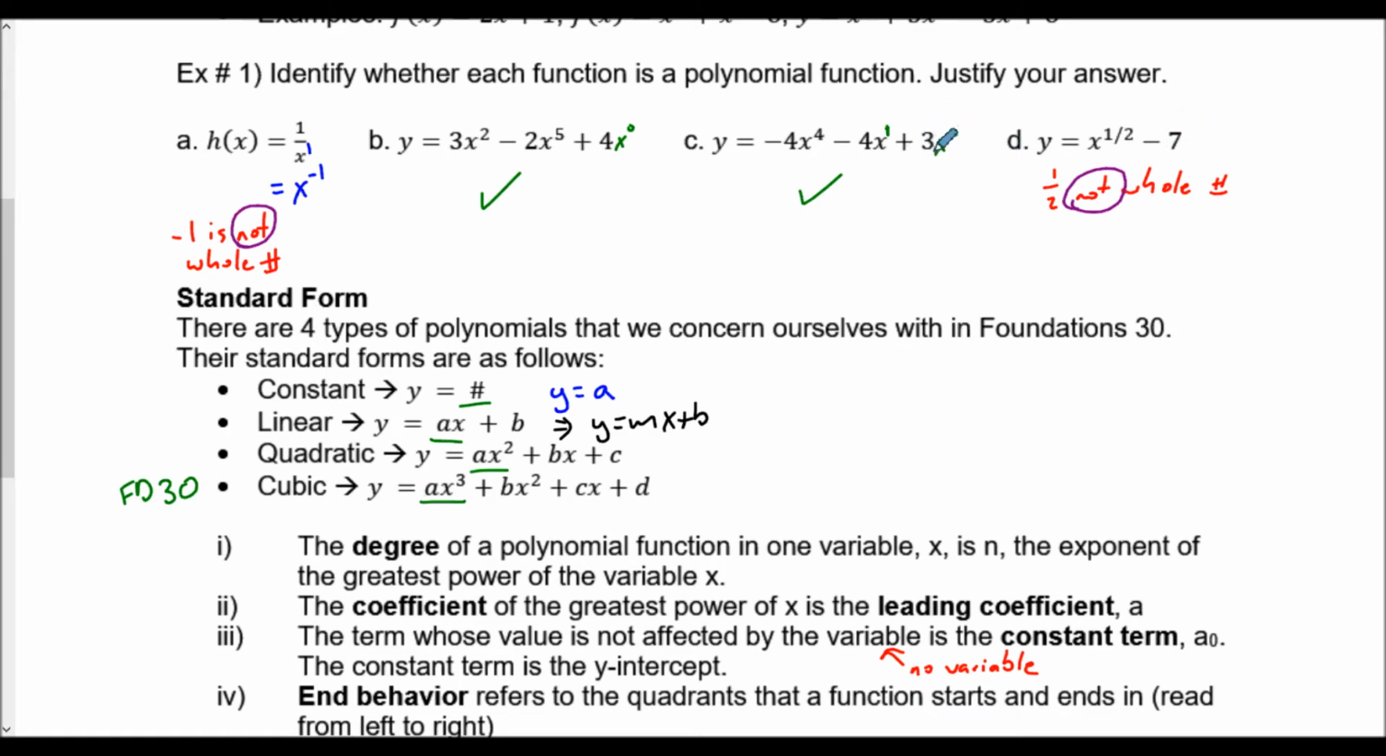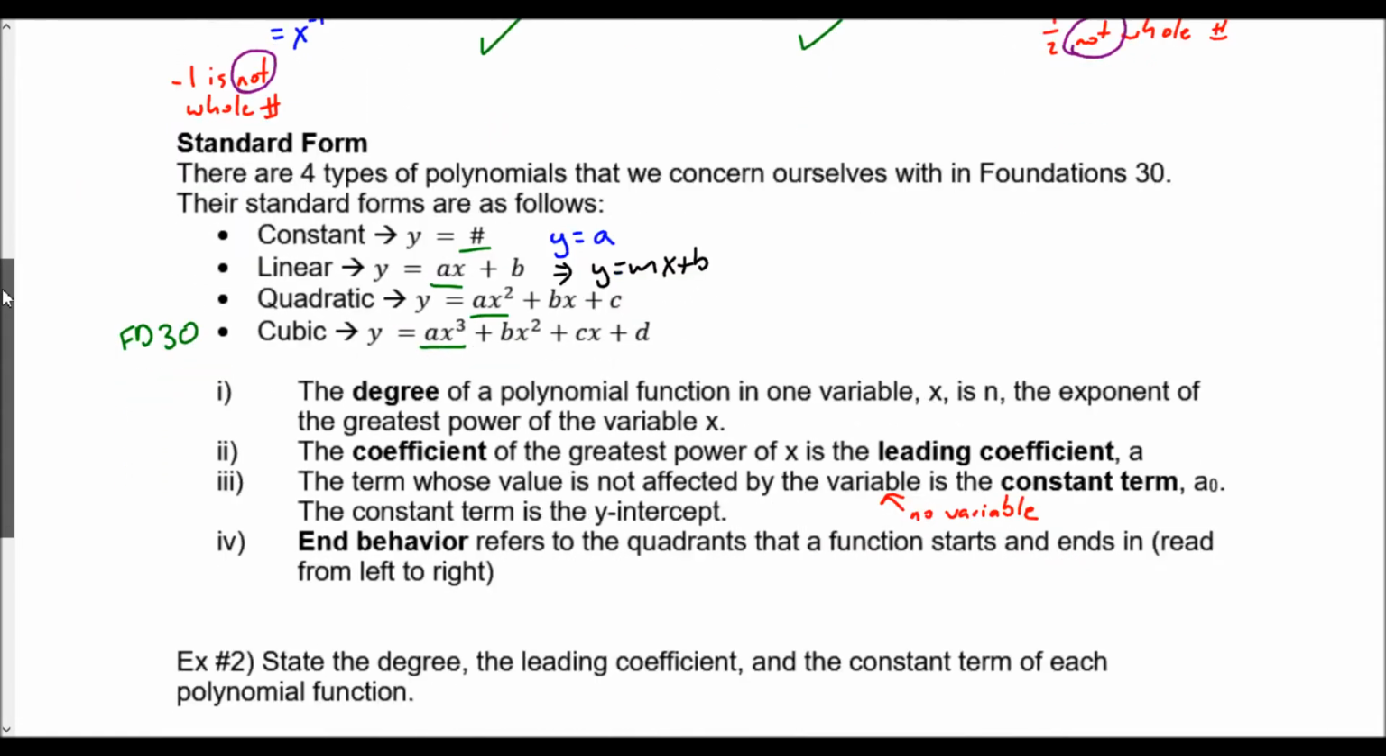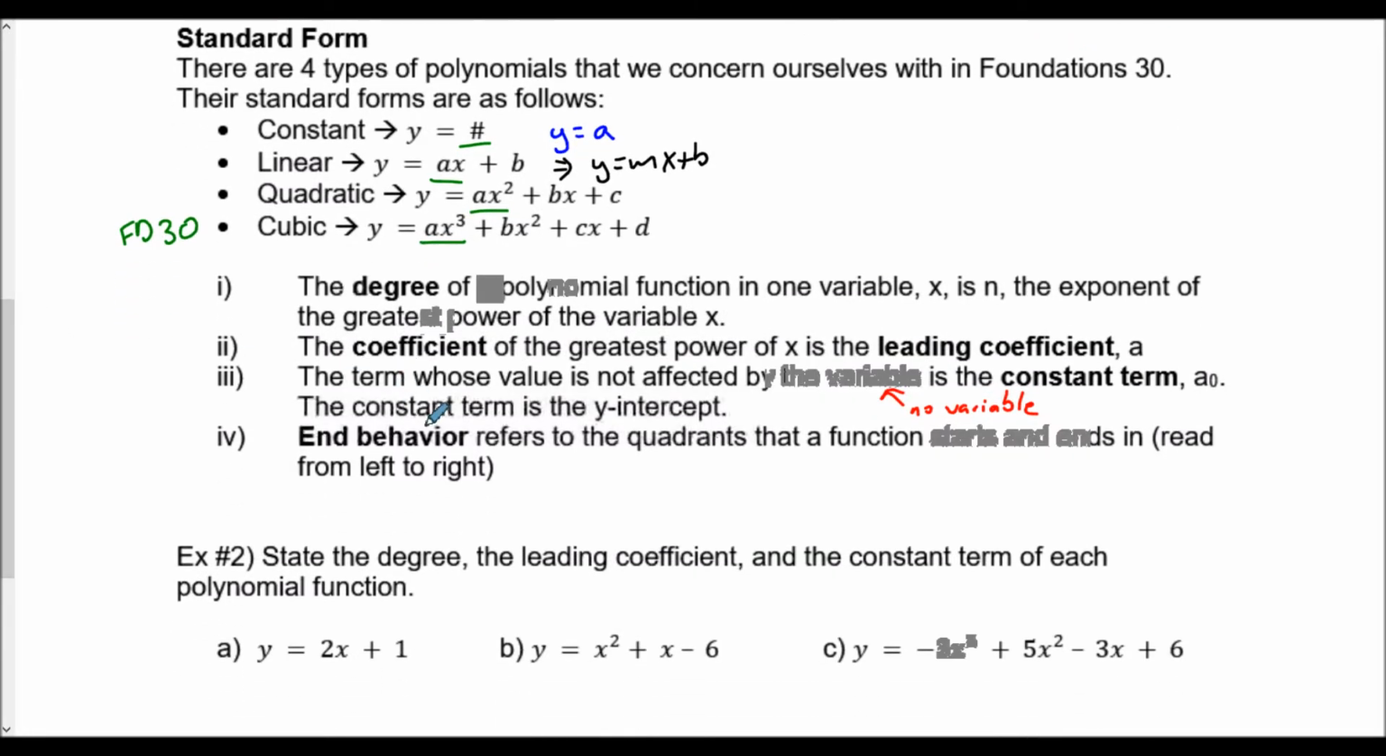But if we go back to here, there is really no x to the power 0, even though x to the power 0 is just 1, tying back to our exponent laws from grade 9. But this is our constant term. It's a number that doesn't have a variable. It's not affected by a variable. One thing that you need to know, though, and we had done in Foundations 20, is talking about the constant term being the y-intercept. So we had talked about this c value in Foundations 20 being the constant value or constant term. It's our y-intercept.